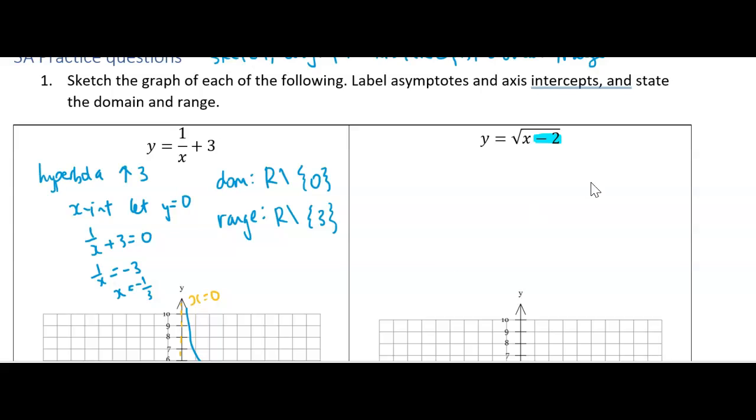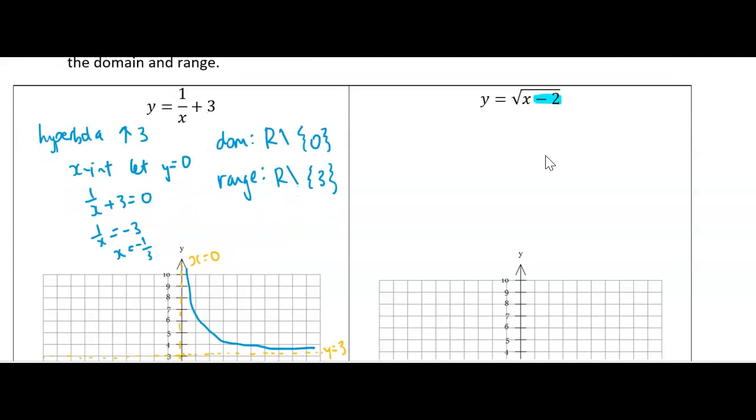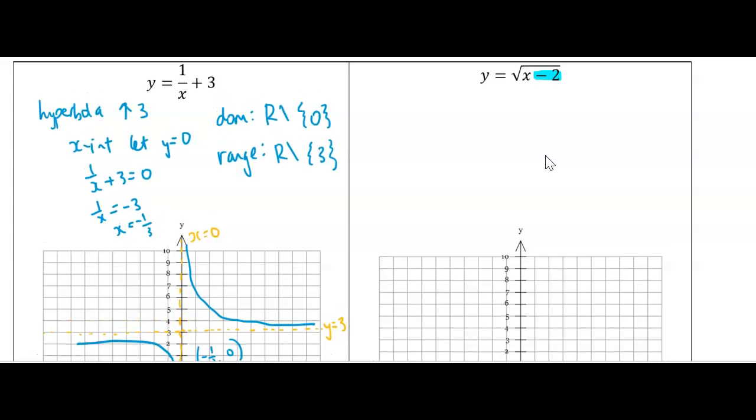So now we're going to look at the square root graph. So this function here, y equals the square root of x minus 2. You do need to eventually look at an equation and understand what the transformations are. So I've highlighted here the minus 2. That just means we've shifted to the right 2. Okay, so our square root graph has been shifted to the right 2.